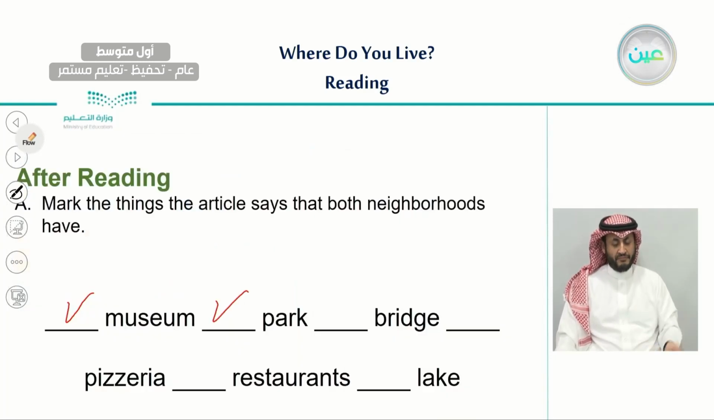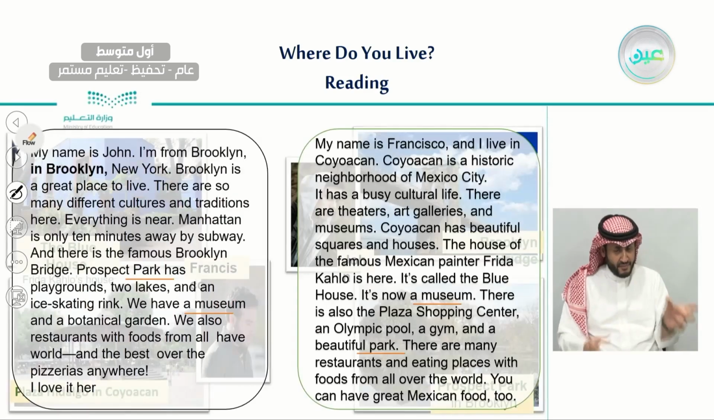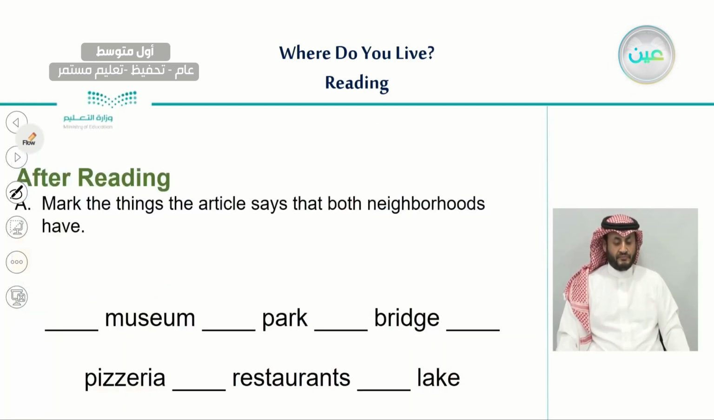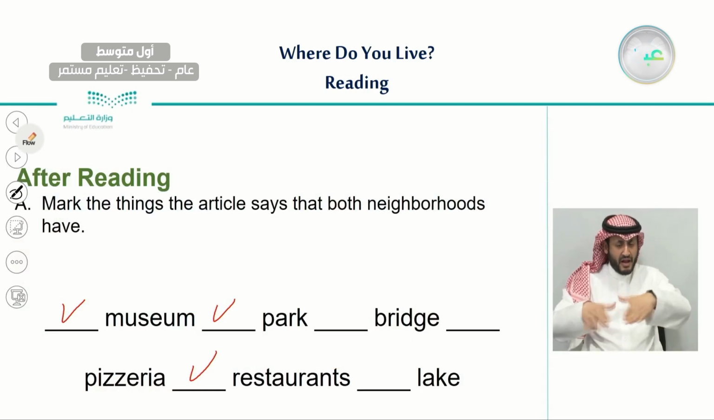What about restaurants? Did they mention anything about restaurants? John says that we have restaurants with food from all over the world. And Francisco talks about how there are many restaurants and eating places. So both of them actually have restaurants. So here we will mark again the museum, the park, and restaurants. So these are the three mutual places.